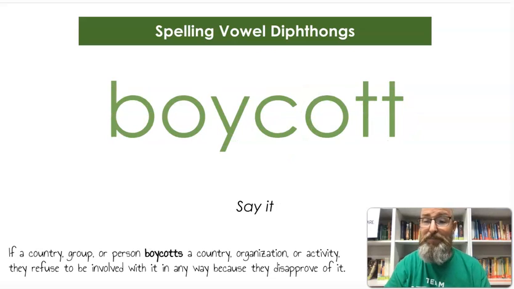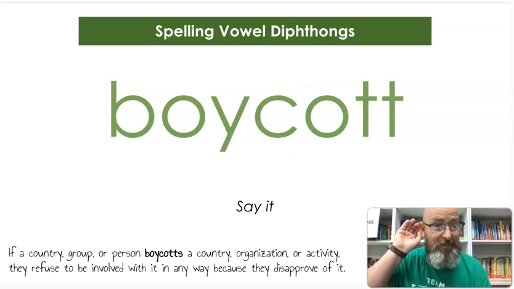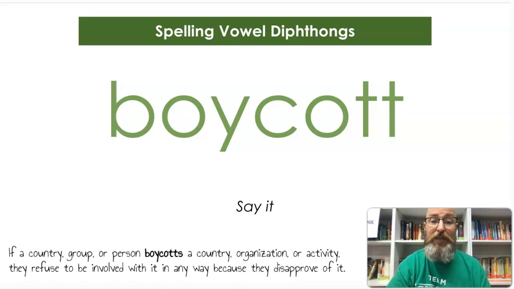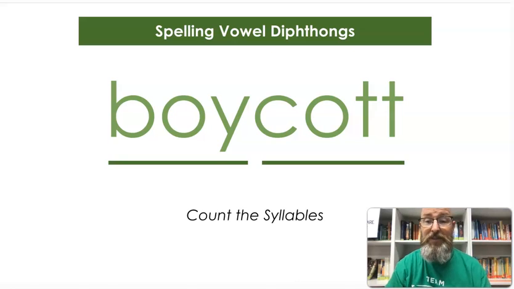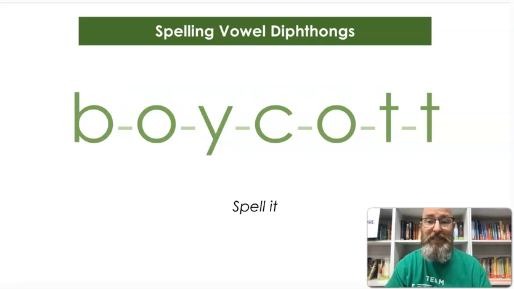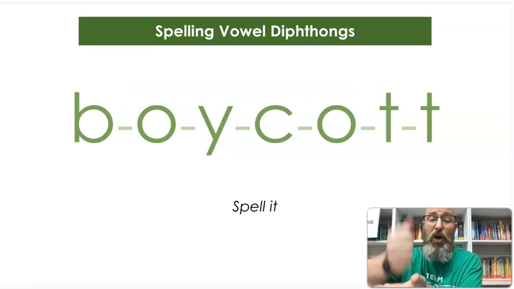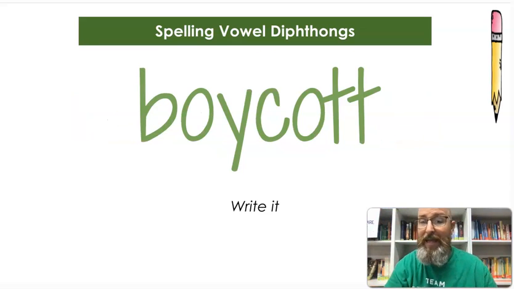Our next word is boycott. Say boycott. If a country, group, or person boycotts a country, organization, or activity, they refuse to be involved with it in any way because they disapprove of it. Count the syllables. Boycott. Boycott. Let's spell it. B-O-Y-C-O-T-T. Boycott. And let's write it.